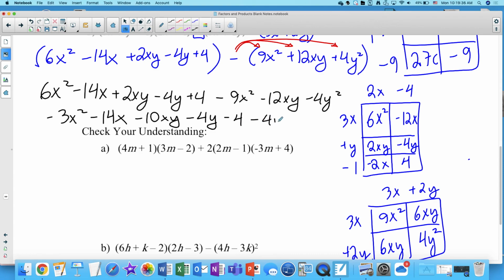Okay, so I think we'll stop there for today. I do want you guys to try these two over here. So give these two a try. Before I do that, though, firstly, let me turn off this recording.